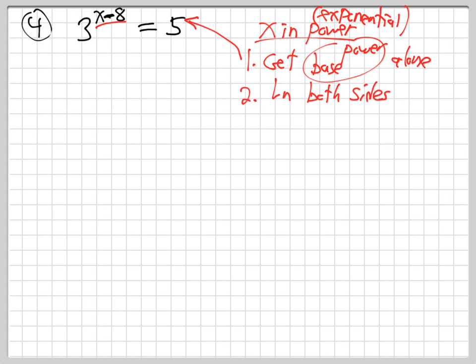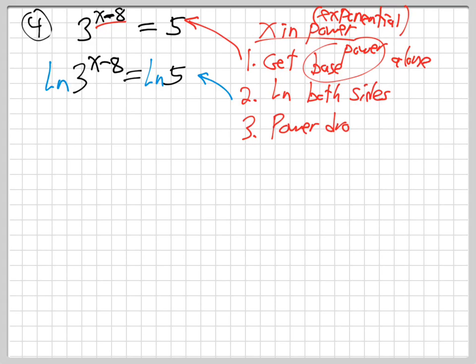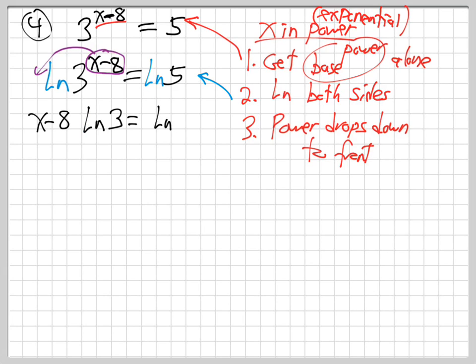Let me rewrite what we've got here. So 3 to the x minus 8 is 5. I'm going to ln this side and ln that side. So I ln both sides, and then what happens? Step 3, power drops down to the front. It's the great quality of logs that they drop their powers down to the front like that. It's the third log property. So x minus 8 ln 3 is ln 5.